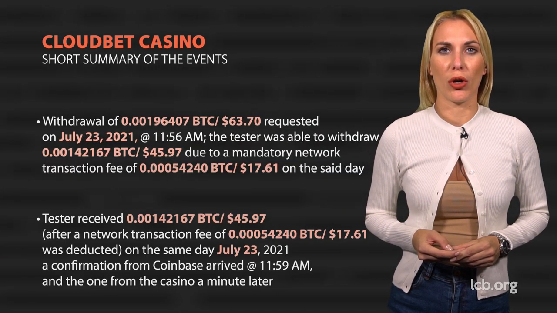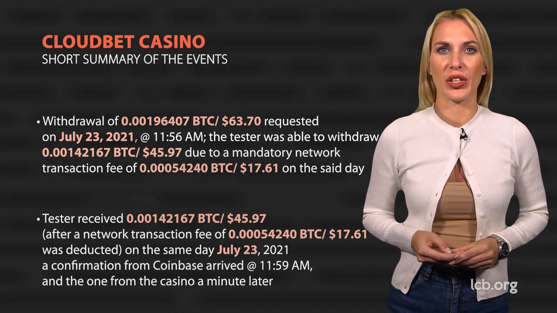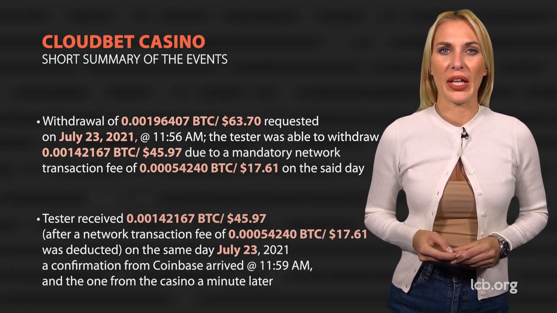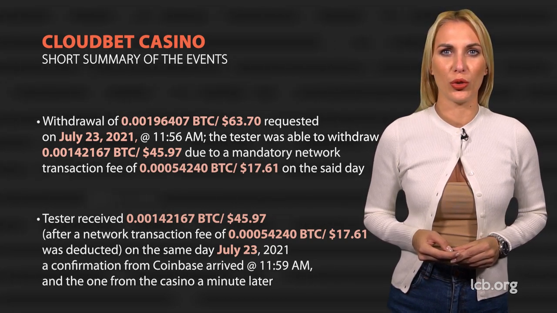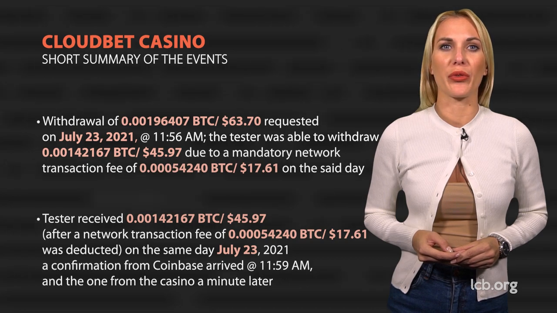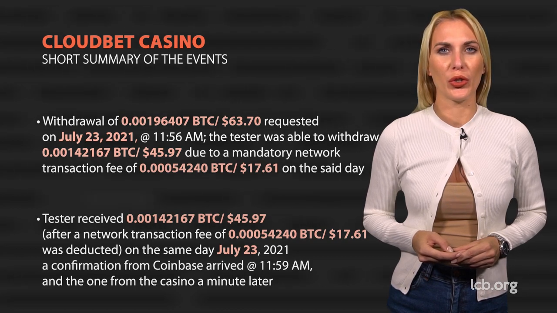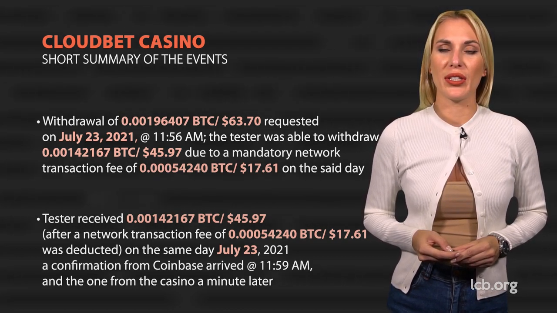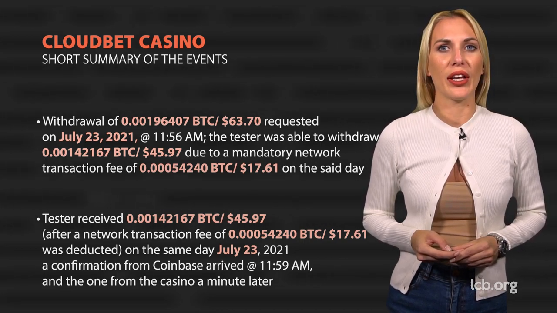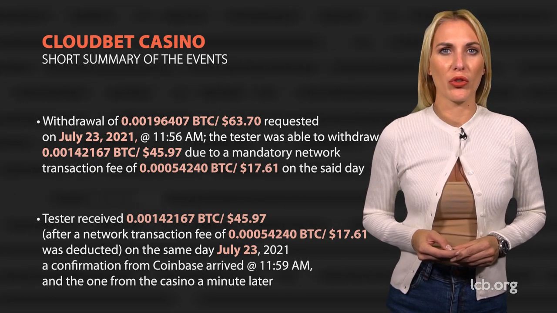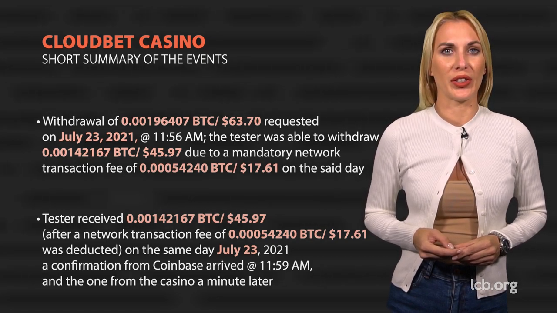Withdrawal of $63.70 worth of Bitcoin, requested on July 23, 2021 at 11:56 a.m. The tester was able to withdraw $45.97 worth of Bitcoin due to a mandatory network transaction fee of $70.61 worth of Bitcoin on the said day. Tester received $45.97 worth of Bitcoin after a network transaction fee of $70.61 was deducted on the same day, July 23, 2021.